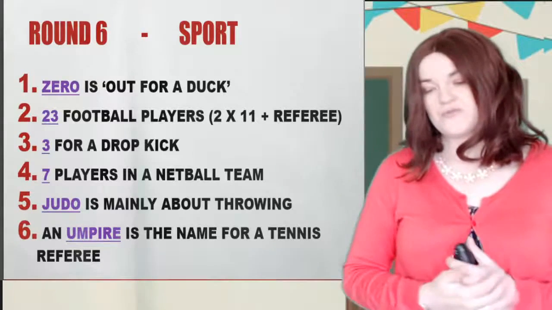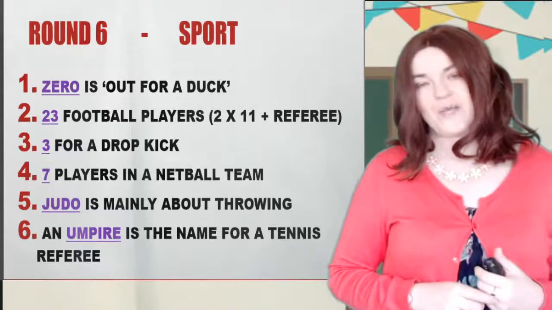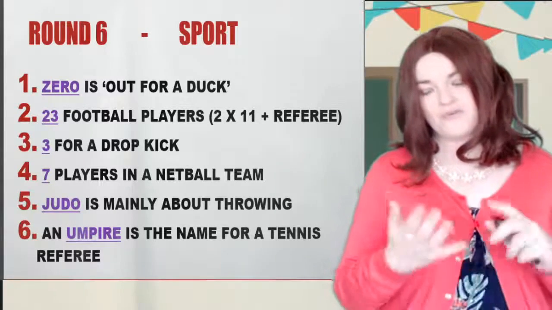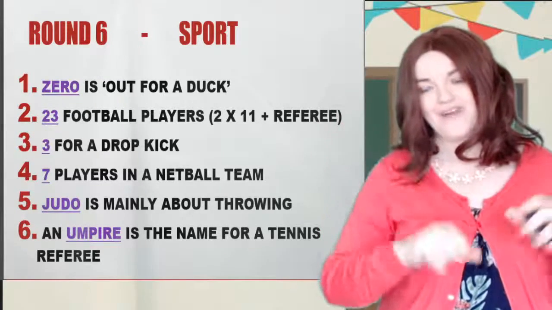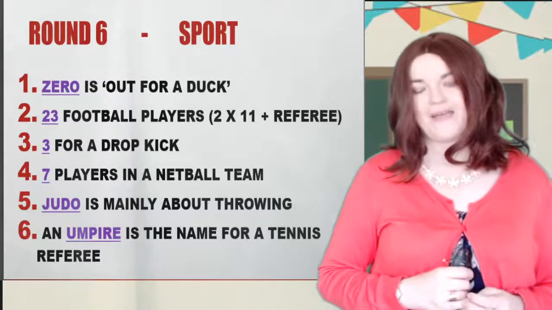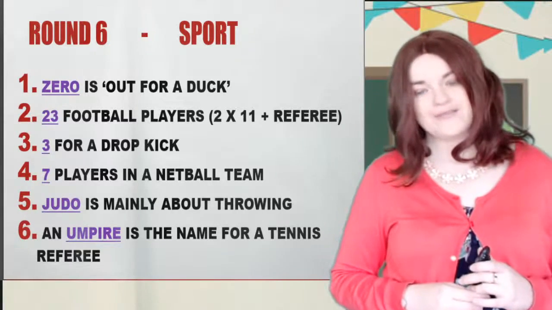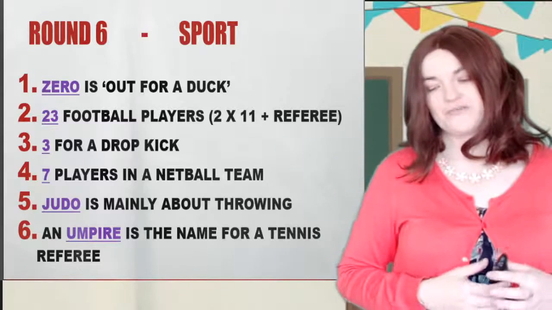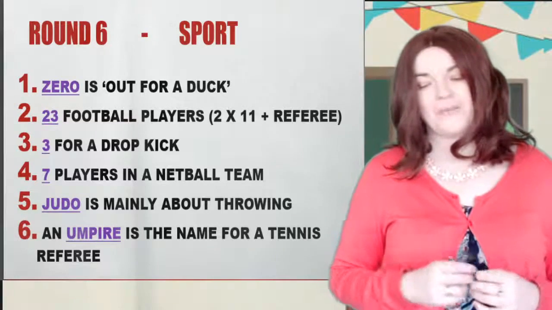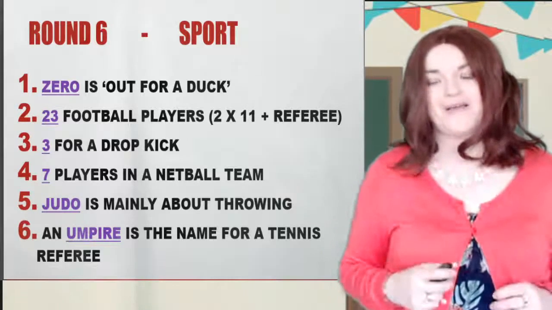Last round was sport, so 0 are the points you get for out for a duck. There are 23 people on the pitch because you've got 11 in each team and the ref. Did you forget the ref? There's 3 points for a drop kick in rugby union. There are 7 players in a netball team. Judo is the sport that you would throw someone over your shoulder. And lastly, an umpire is the name for a tennis referee. It's not a referee, it's an umpire.